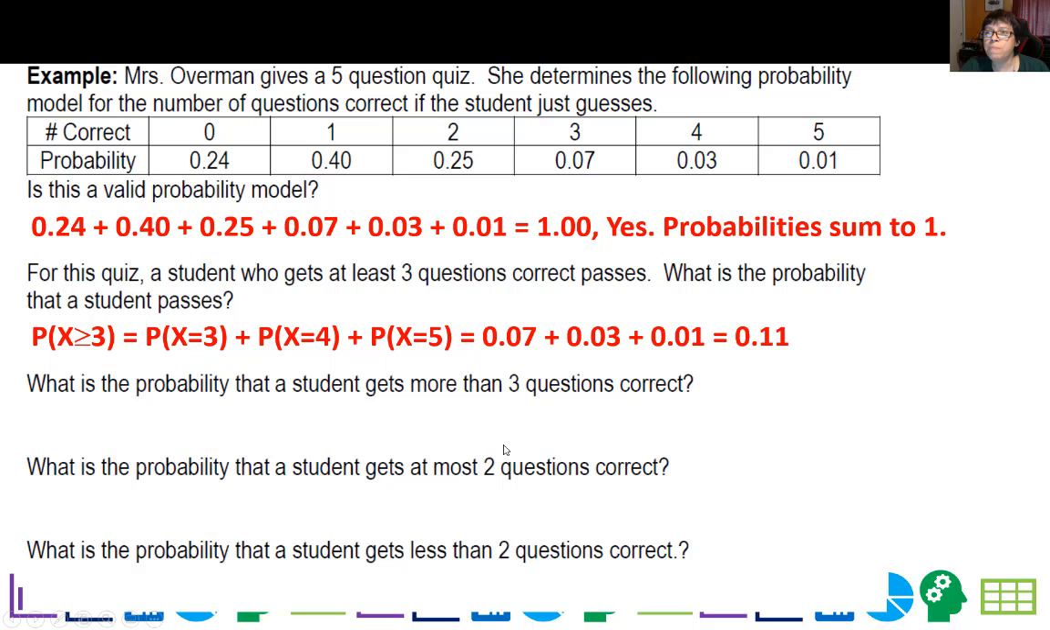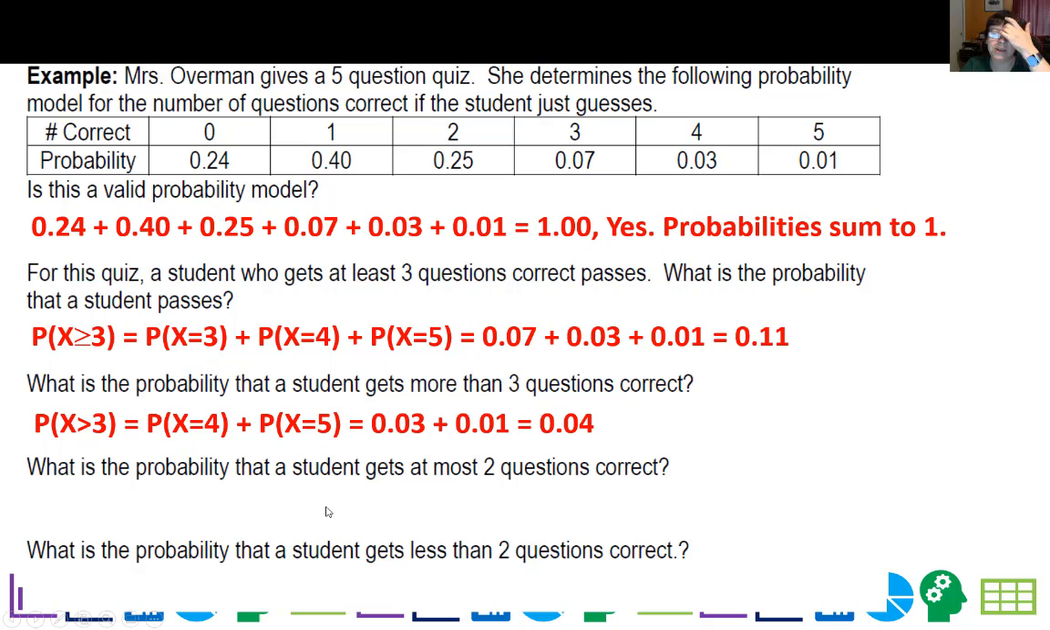Okay, what is the probability that a student gets more than 3 questions right? So actually pay attention to these words. At least 3 includes 3. So you'd be doing 3, 4, and 5. More than 3 means we're limiting ourselves to just 4 and 5. All right, so I would just add those probabilities for 4 correct questions and 5 correct questions.